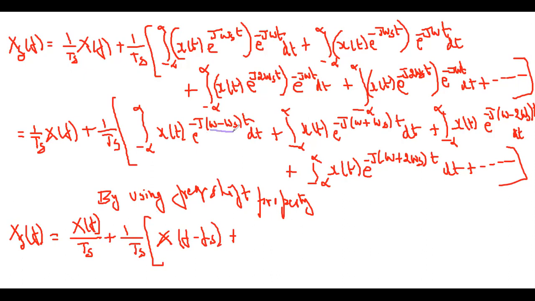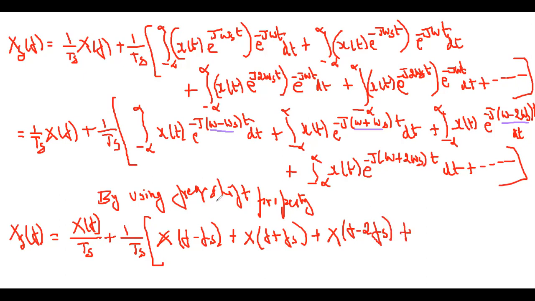It is omega minus omega s and it is omega plus omega s. So the second term becomes X of f plus fs, or otherwise it's X of omega plus omega s. Got it, my friends? And in the third term also you can see it is omega minus 2 omega s, X of f minus 2fs. Got it, my friends?